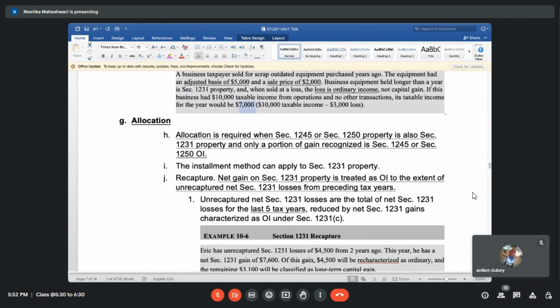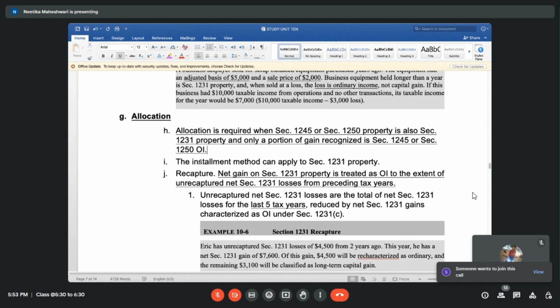Allocation. What is allocation? Allocation is required when section 1245 or 1250 property is also section 1231 property and only a portion of the gain is recognized. Section 1250 is real estate, and 1245 is other property. This is also section 1231 property, meaning it is probably held for more than 1 year, because section 1231 is all long-term property. And only a portion of the recognized gain is section 1245 or 1250 ordinary income. We'll go over some examples, because if I just read like this, it could be a bit confusing.